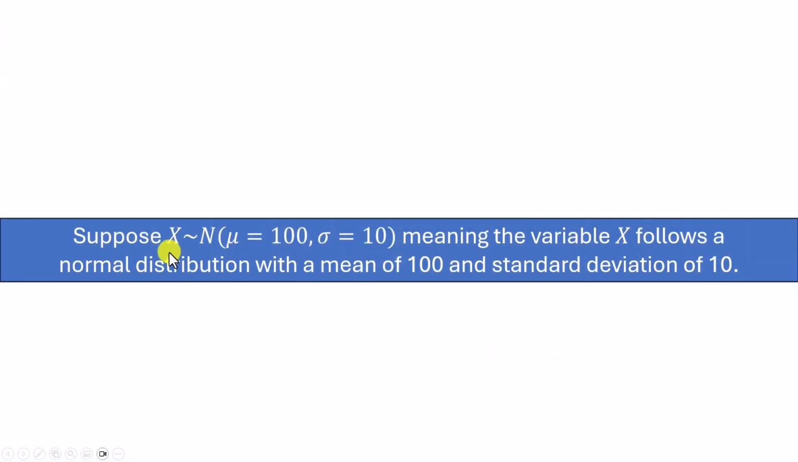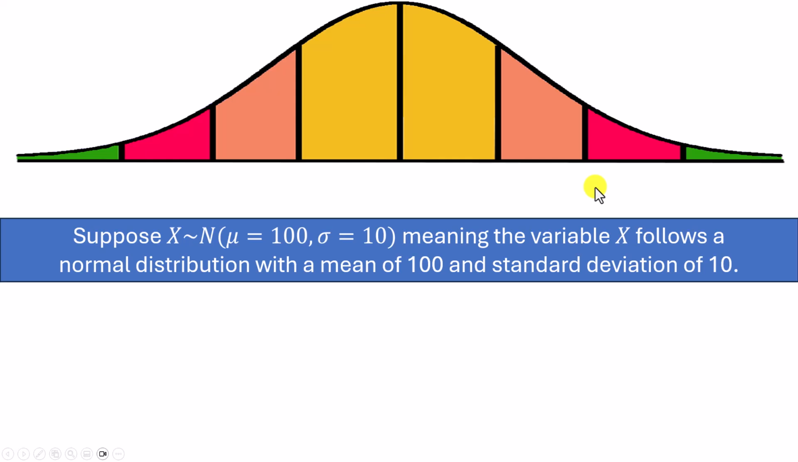Let's take a look at an example. Suppose that we have this notation, which might not be familiar to you at this point, but basically this means that we have a variable, x, which follows, that's what this little squiggly line means, a normal distribution, the capital letter N is the abbreviation for normal, with a mean of 100 and a standard deviation of 10. Let's represent this on a normal distribution. The mean 100 goes right down the middle of the distribution.